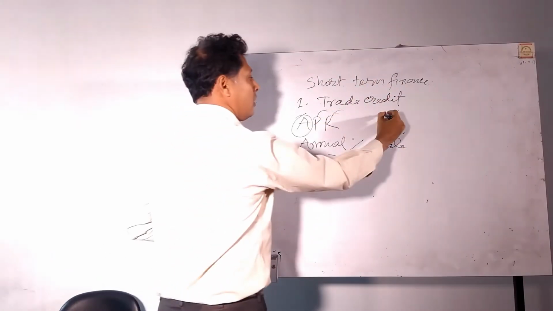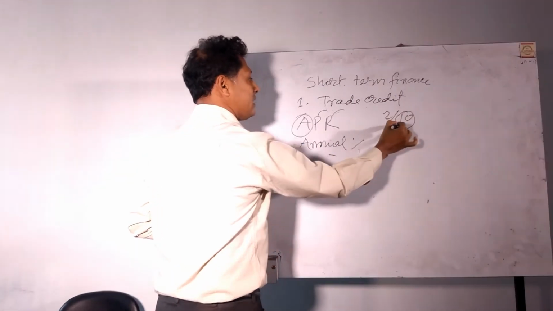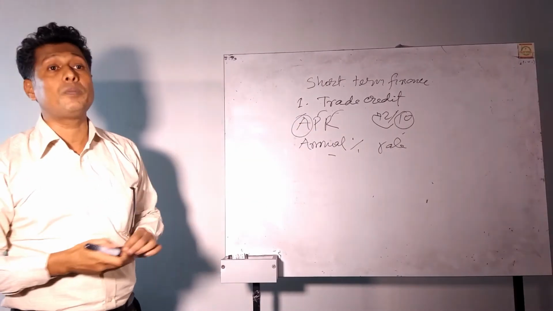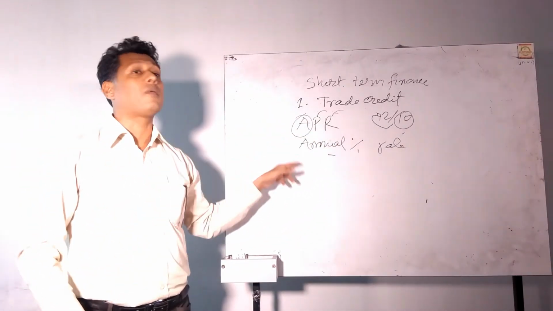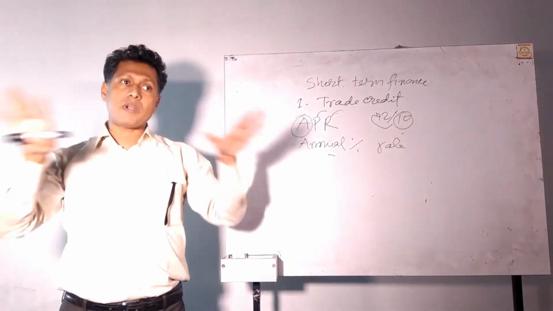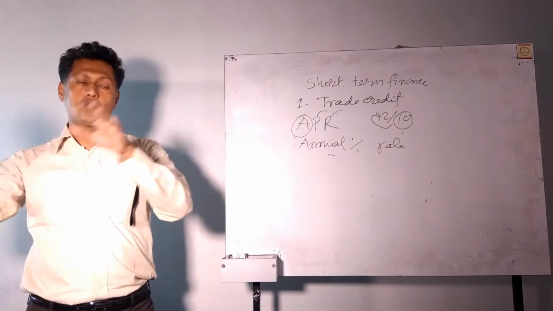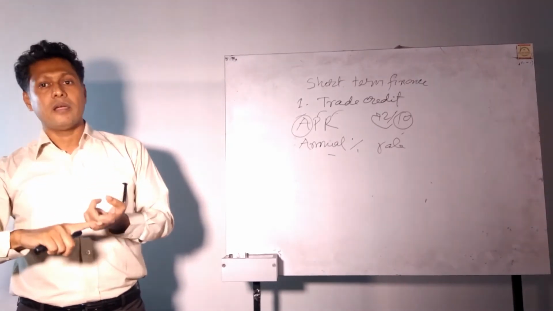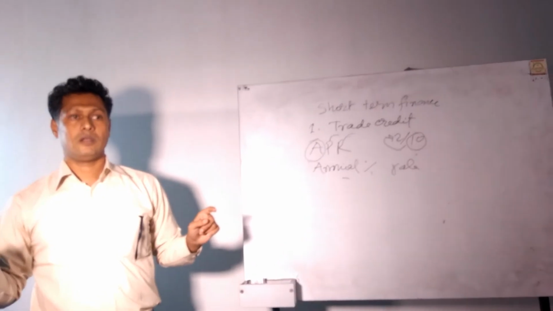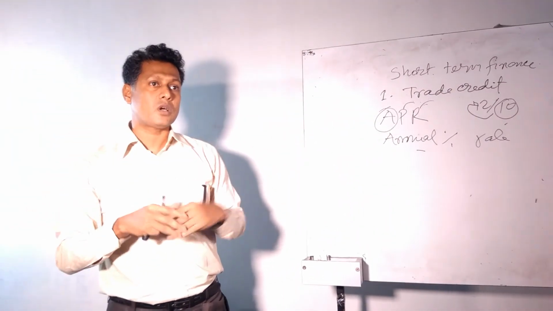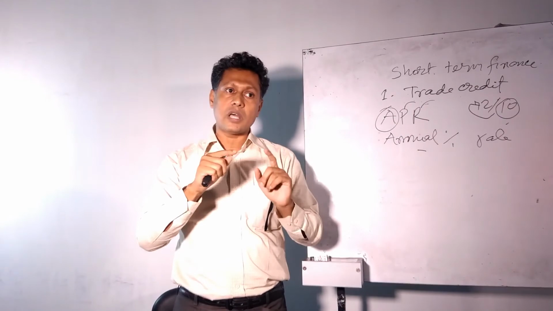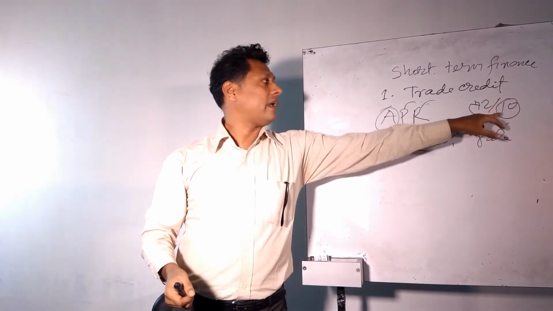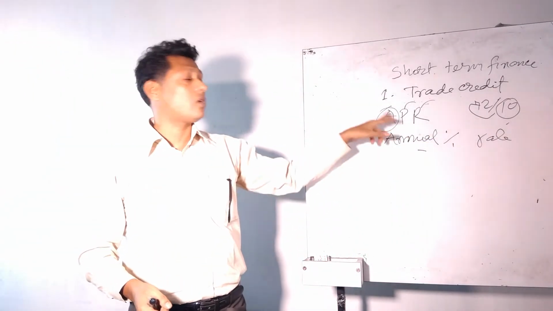Here you see in the first one, 2 by 10 means within 10 days you will get a 2% discount. But what should be the discount rate on an annual basis? In all discount rates, everywhere you see a percentage, 10%, 12%, 20%, it means that this is the rate for the year only, not for the 10 days, not for the 5 days, not for the 20 days. All percentages show the yearly rate. So I have to convert this 2% for 10 days into the annual percentage rate, that is called APR.